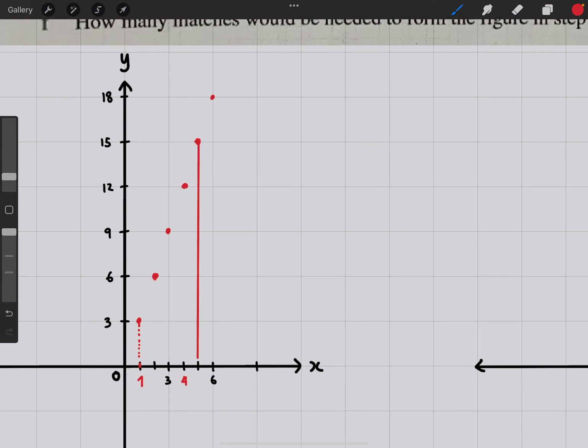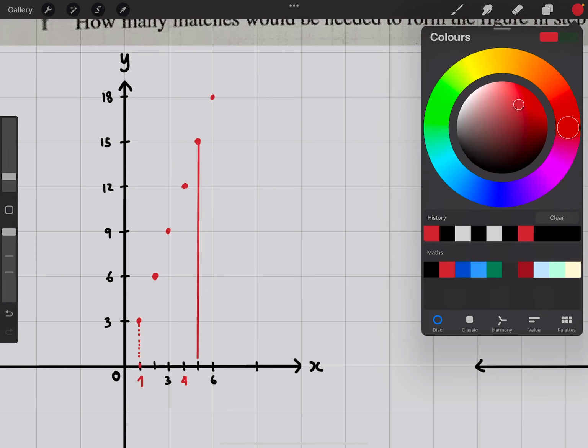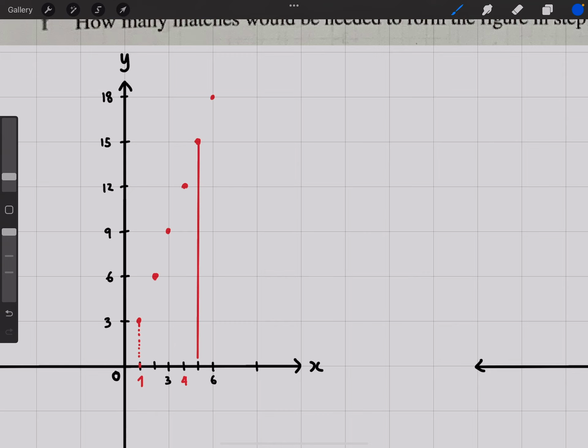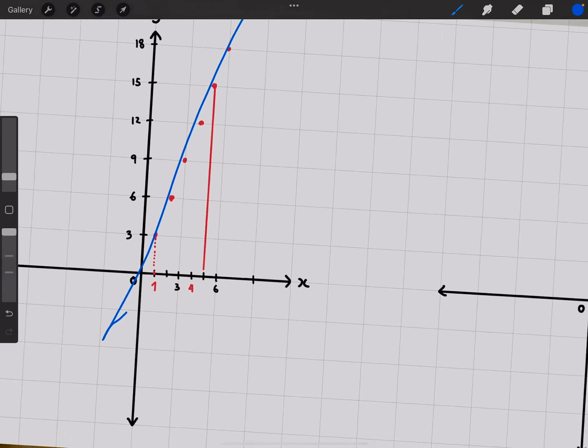Right, there we go. Now I could draw a line that goes through all of this. I'm going to draw a line in color blue that goes through all of this.